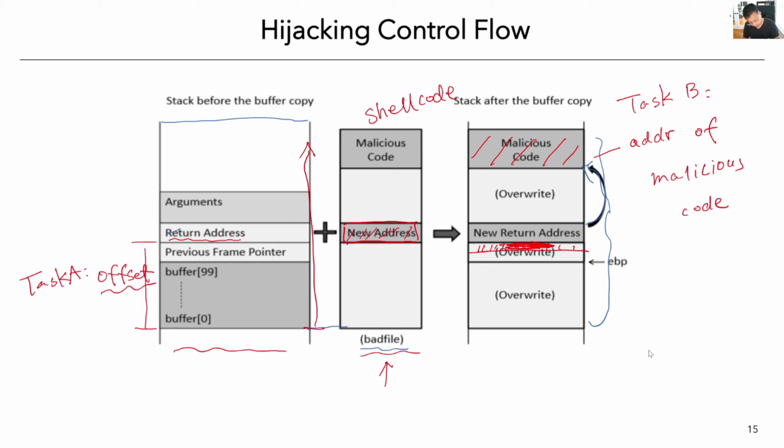When the input is copied into the target process, the shell code will appear on the stack. We need to know the exact address of the shell code, in order to set our return address to point to the shell code. So when the function returns, it will jump into the shell code for continued execution.